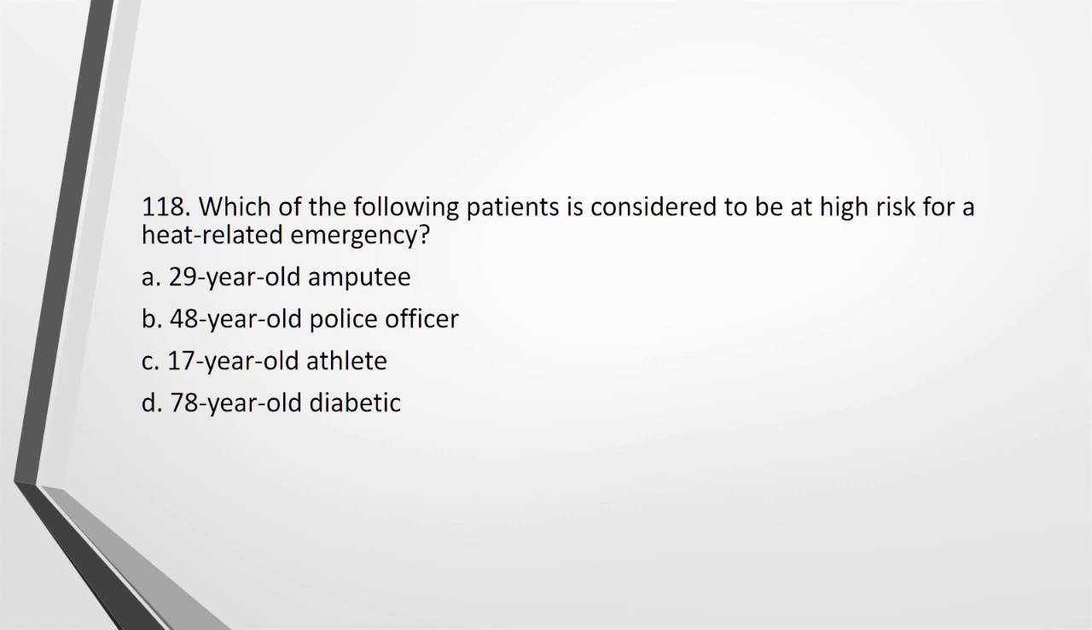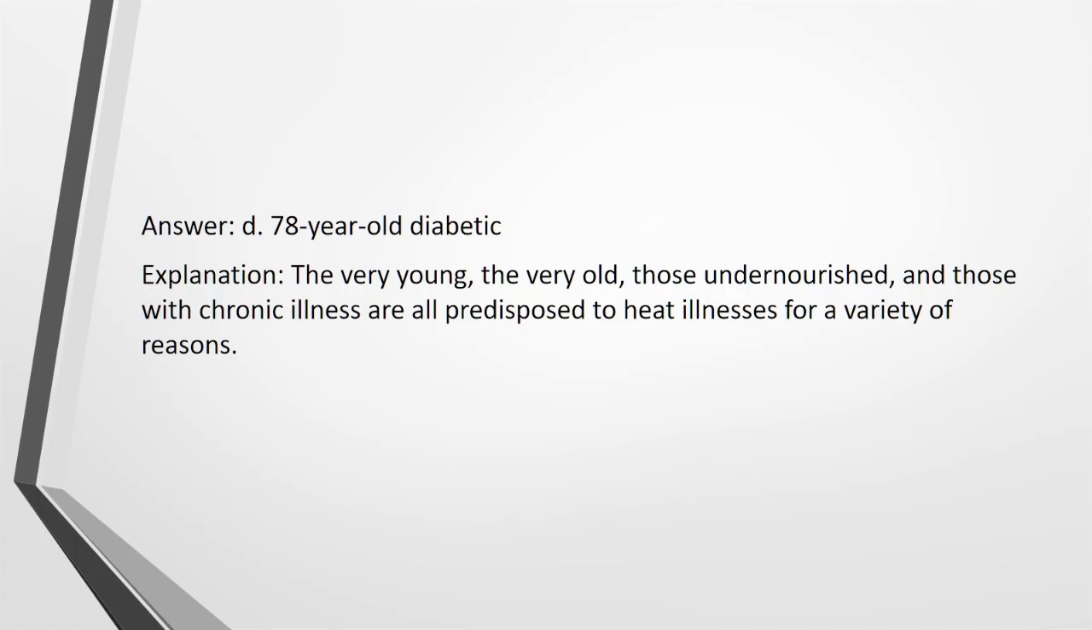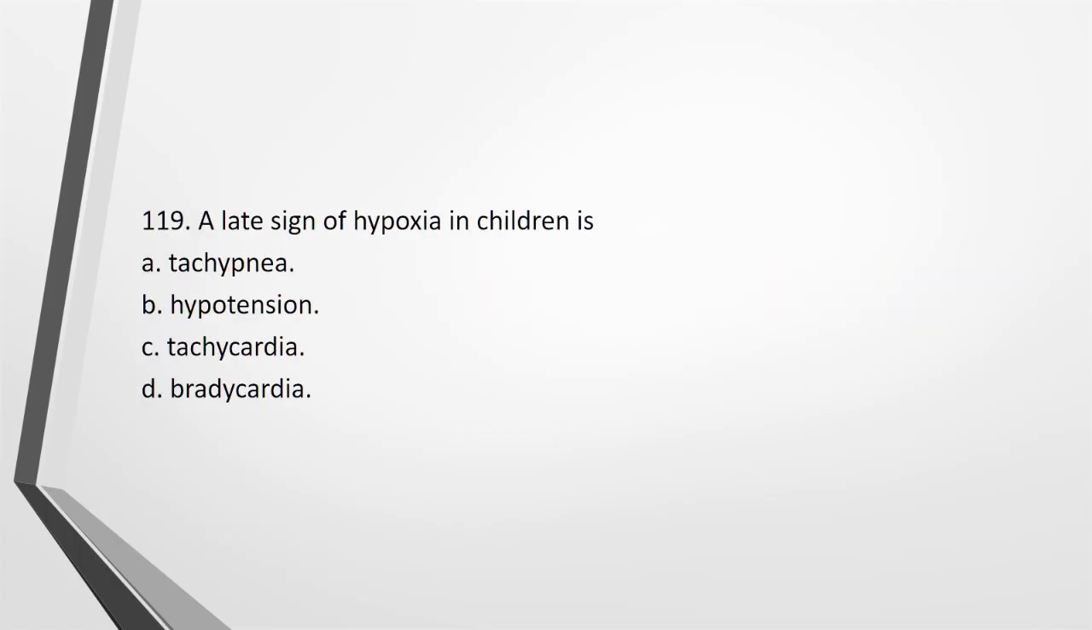118. Which of the following patients is considered to be at high risk for a heat-related emergency? A. 29-year-old amputee. B. 48-year-old police officer. C. 17-year-old athlete. D. 78-year-old diabetic. Answer. D. 78-year-old diabetic. Explanation. The very young, the very old, those undernourished, and those with chronic illness are all predisposed to heat illnesses for a variety of reasons.